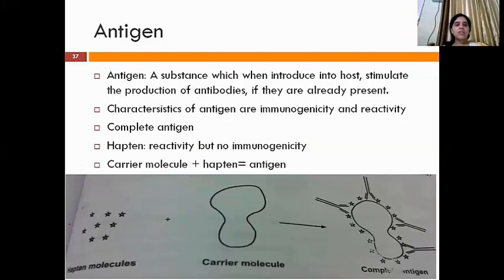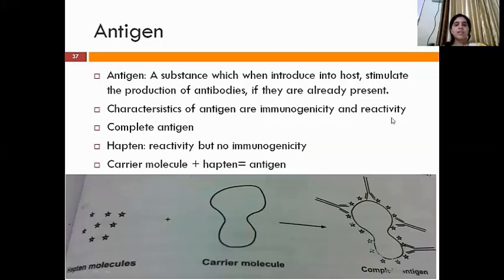Now what are the characteristics of antigen? Now antigen has two properties, immunogenicity and reactivity. Now what is immunogenicity and what is reactivity? Immunogenicity is the property which is defined as the antigen will evoke immune system. Okay, it stimulates immune system. That's why it is called as immunogenicity.